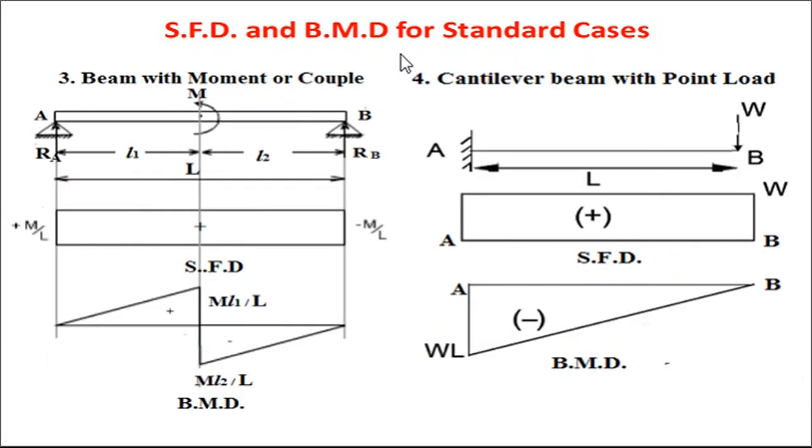Now, similarly, there are standard cases like moment. Only a moment is acting on the beam. At that time, for the shear force diagram, the reaction will be plus M by L here and minus M by L here. Means whenever there is a moment only, the shear force diagram will be only a rectangle. Okay, we will move M by L upward and we will move M by L downward, and this will be the bending moment diagram.